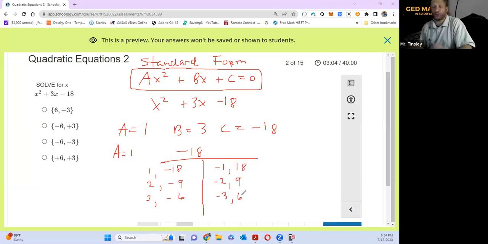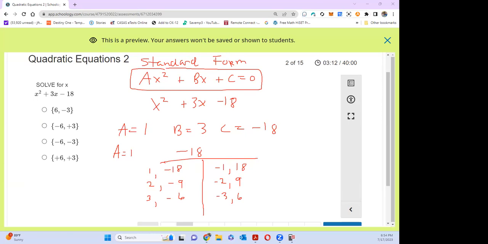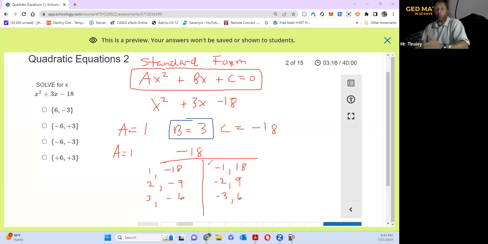What you should notice is each of these pairs, if you multiply them together, you'll get negative 18. Does everybody understand that? Okay. Now, b is 3. What pair, if you combine together, is going to give you a positive 3?